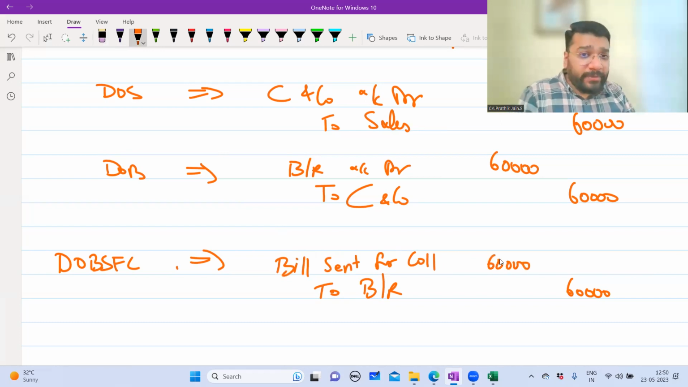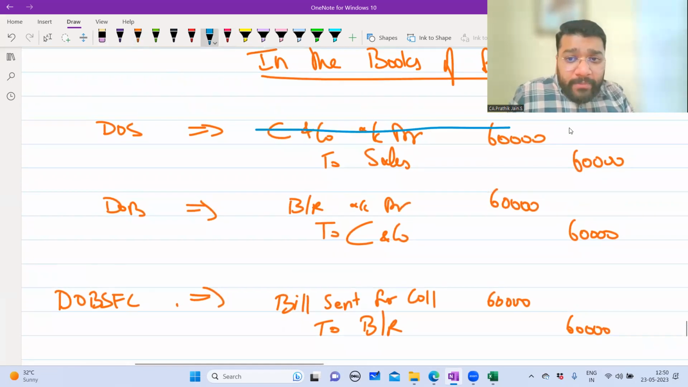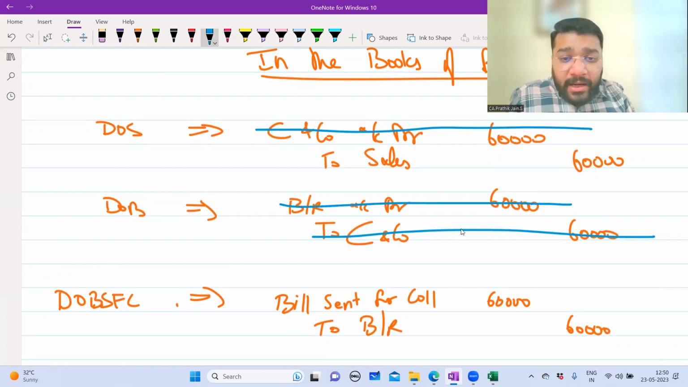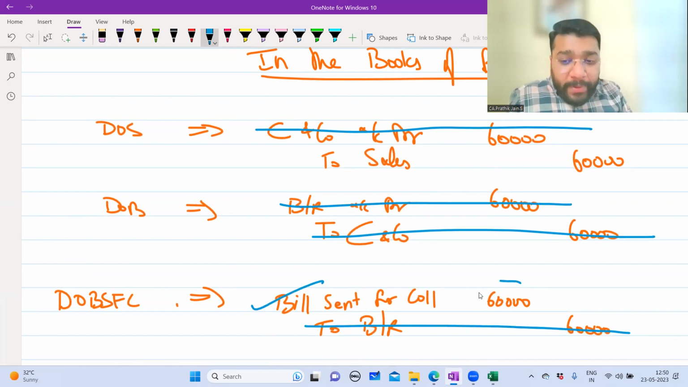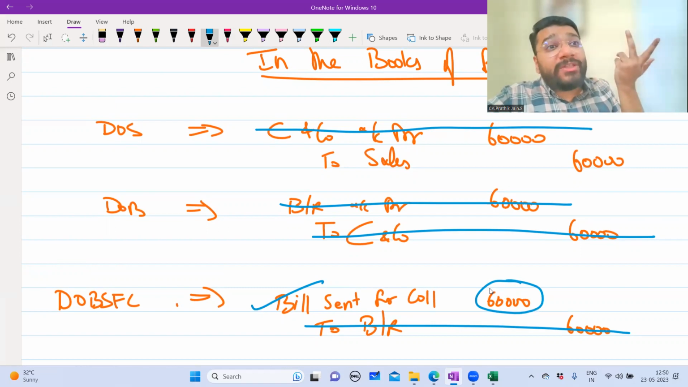Now observe this very carefully. Guys, in the previous transaction, C and Co debit, C and Co credit is knocked off. Ledger balance is 0. BR account debit, BR account credit, it is knocked off. So which account is open as of now? Bill sent for collection is open. If you open the ledger for the 60,000 rupees, this ledger will have a debit balance brought down of 60,000 rupees, which means this will go and sit in the balance sheet on which side? Debit balance goes where in the balance sheet? Asset side.